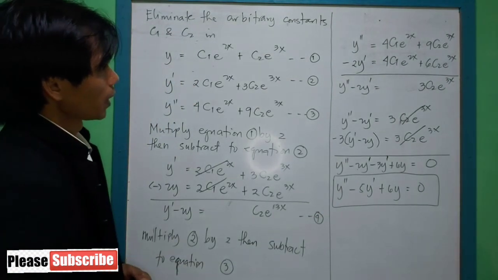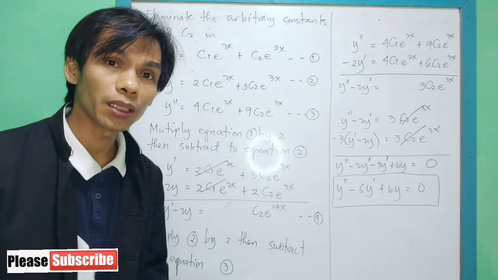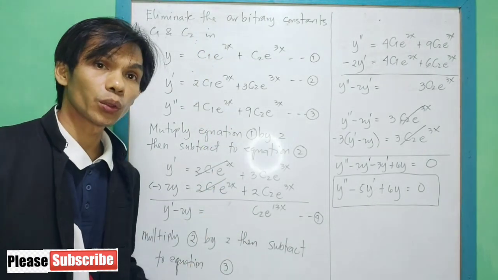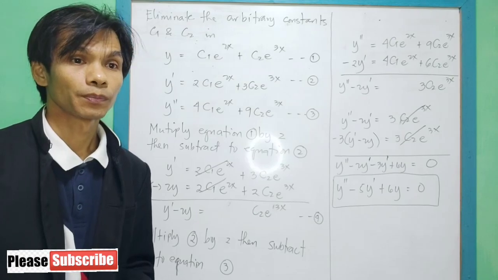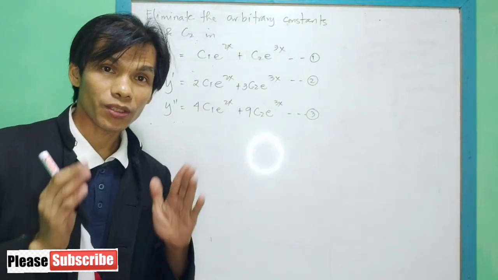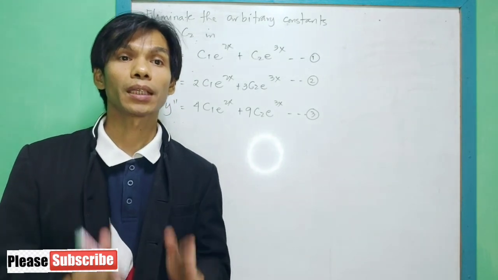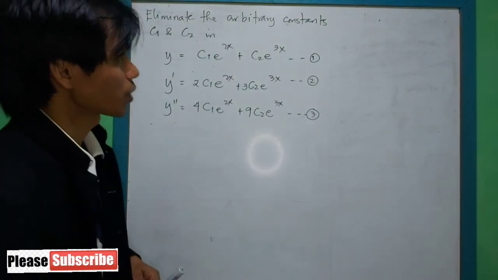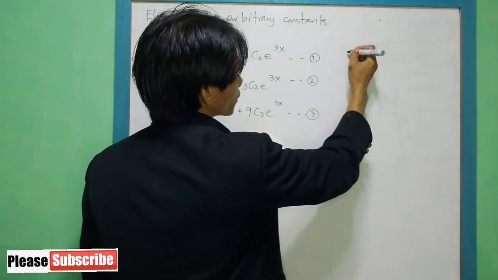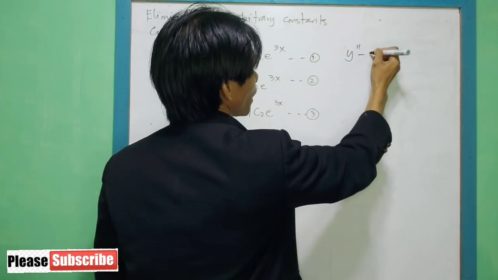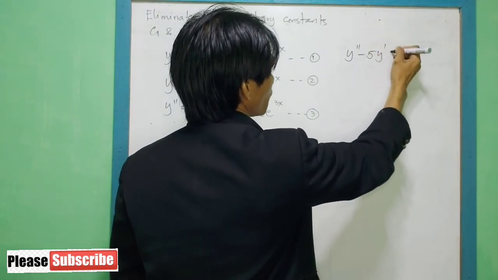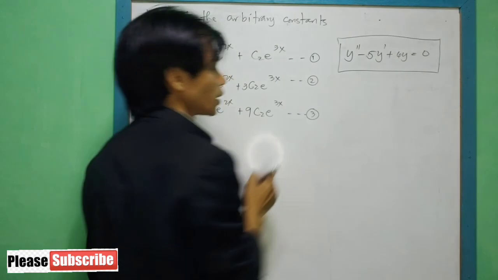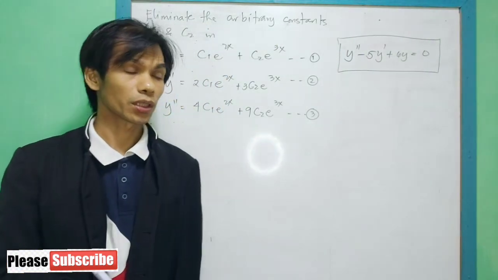Titignan ninyo, talagang magagamit yung knowledge mo in algebra para ma-eliminate lang yung ating arbitrary constants. Ngayon naman, ipapakita ko sa inyo yung technique using determinant. Paano naman gumamit ng determinant? Sige. So, ano yung sagot dito kanina? Isusulat ko lang para may reference tayo. This is y double prime minus 5y prime plus 6y is equal to 0. So, ito yung sagot natin using algebraic manipulation kanina.